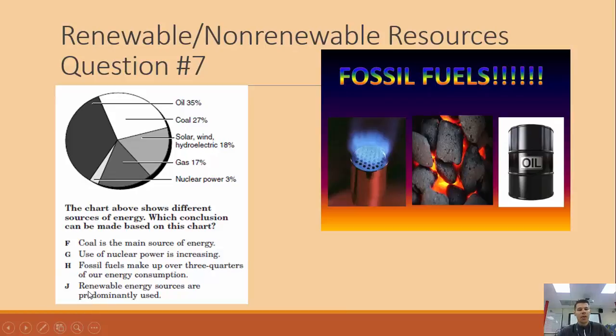Let's look at J real quick. Renewable energy sources are predominantly used. That means mostly. Renewable energy is not our number one source. It's definitely the fossil fuels. So even if you didn't know the math part, hopefully you eliminated F and G and J and then just picked H. But either way, I hope you picked H.